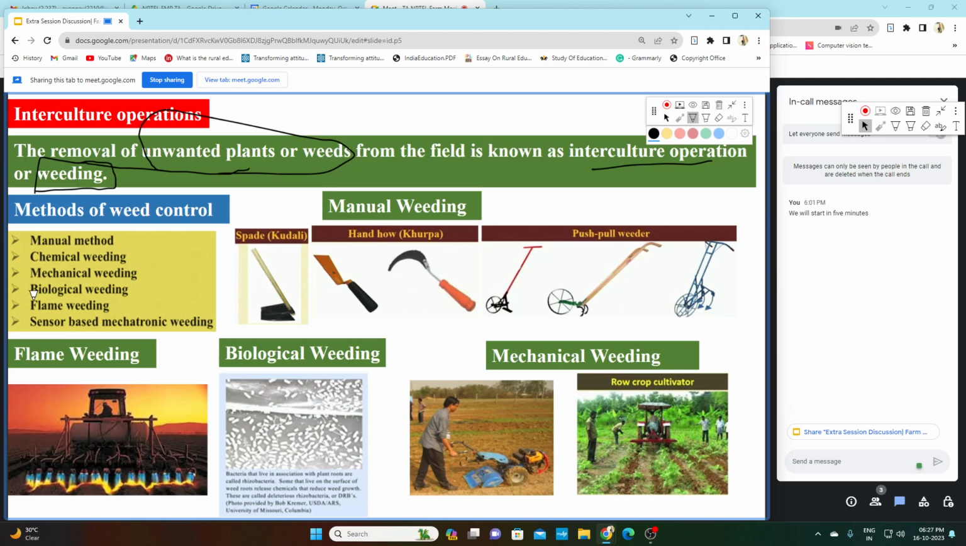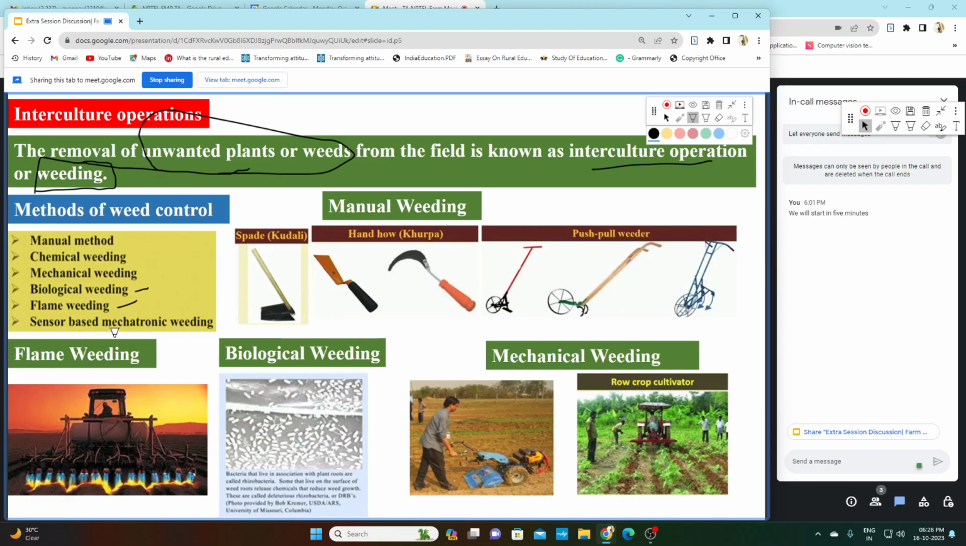Then we have flame weeding. Flame weeding means we are doing weeding with fire. We are burning the weeds with fire, so that is why it is known as flame weeding. Now we have biological weeding. In biological weeding, we are doing the weeding by application of a biological agent. So these are the different types of weeding.